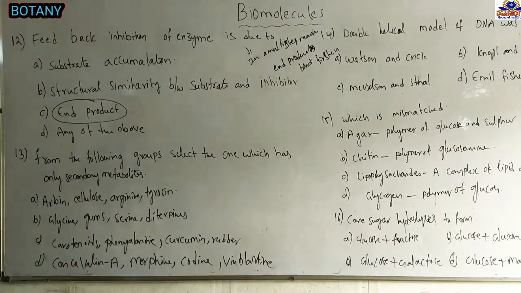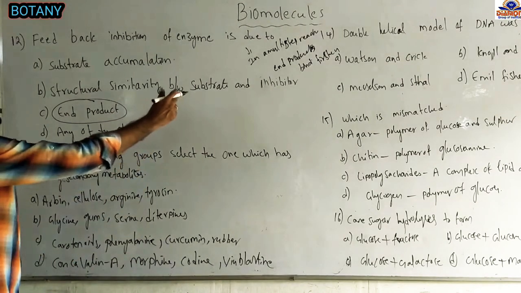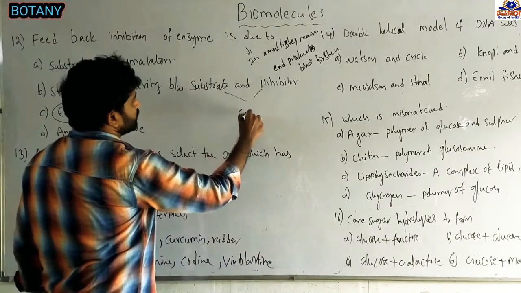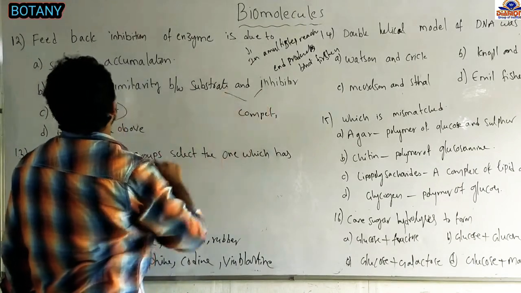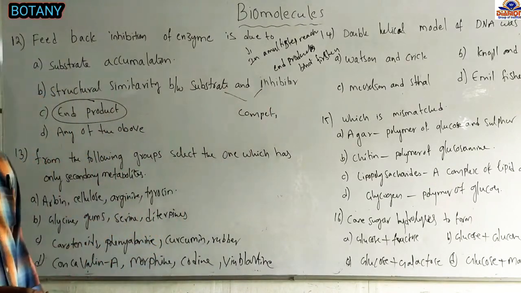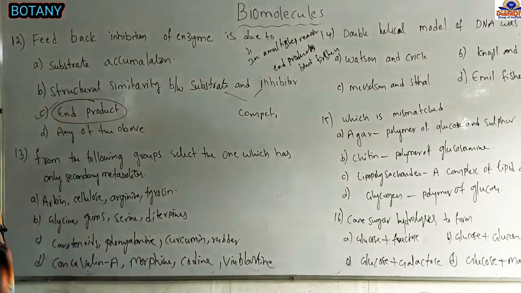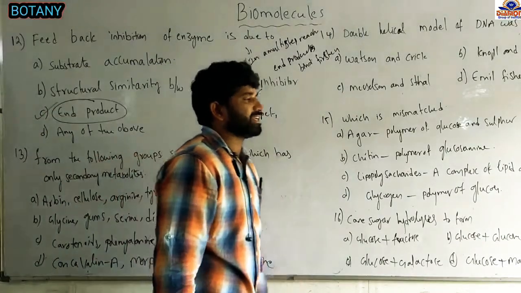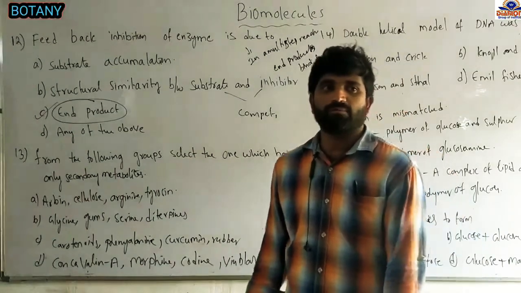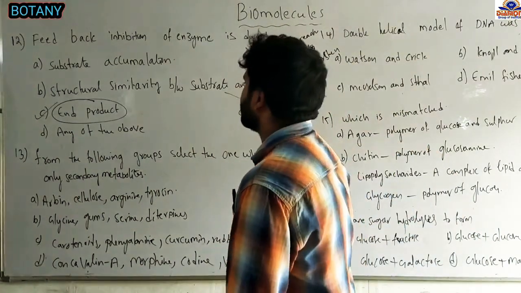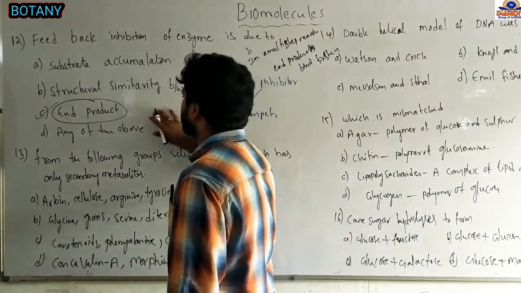Option B is given as structural similarity between the substrate and the inhibitor. Structural similarity between the substrate and the inhibitor is called competitive inhibition. And substrate accumulation will not be considered. So that's why for feedback inhibition the key role is played by the end products. For that feedback inhibition, we can take glycolysis as an example. Glycolysis is a 10-step reaction.